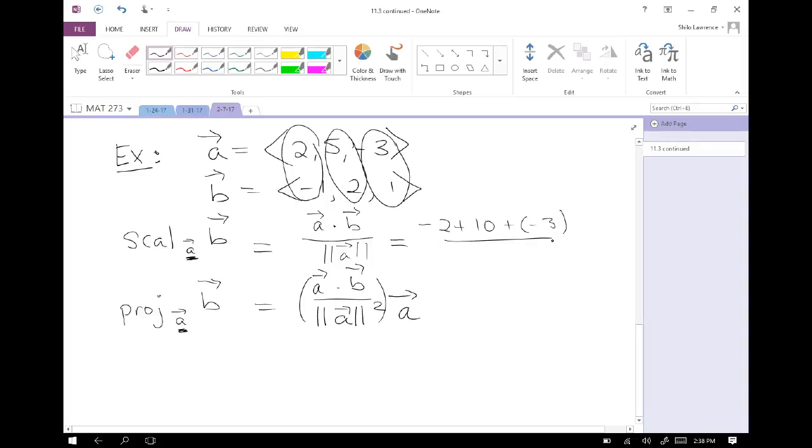In the bottom, we want the magnitude of A. And magnitude is like the distance formula, distance from 0, 0, 0 out to that point. 2 squared plus 5 squared plus negative 3 squared, right? 4, 25, 9. So we got radical 38 in the bottom, and we got 5 in the top.